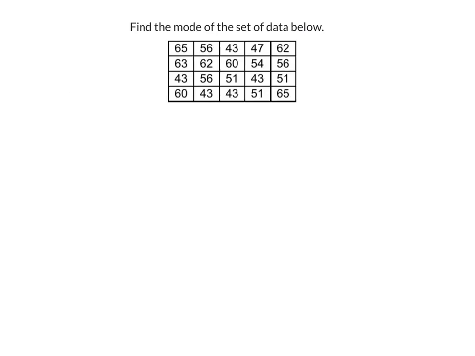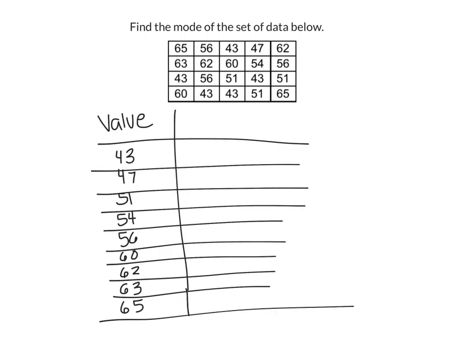Find the mode of the set of data below. So here we have a group of data, and I'm going to create a frequency distribution. And then I can identify the mode or the value with the highest frequency, because that will tell me the value that occurs the most often. So here I started to create a chart, and the column on the left represents all of the unique values. So all I did was I listed the values that appeared at least once in the set, and I listed them from smallest to largest.